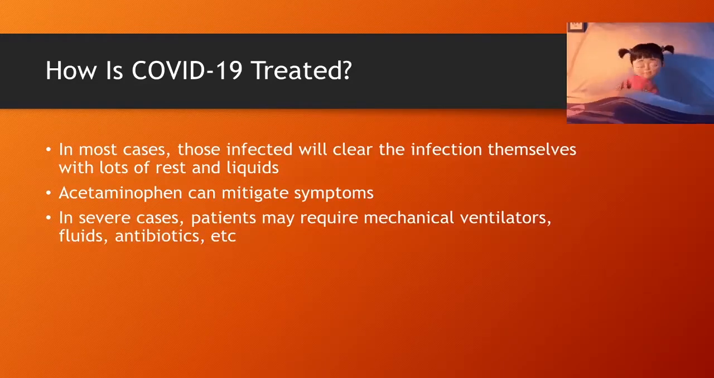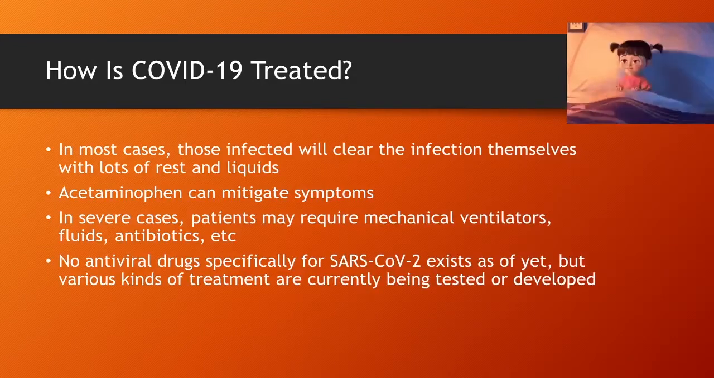In severe cases, patients may require mechanical ventilators, fluids, and antibiotics. Antibiotics, because like I mentioned, if you get sepsis, then you have bacteria that were inside your lungs that are actually going to get into your blood vessels and into the rest of your body. So you need to go on some pretty strong antibiotics to get rid of those if you want to survive.